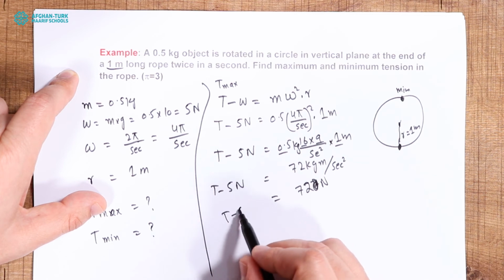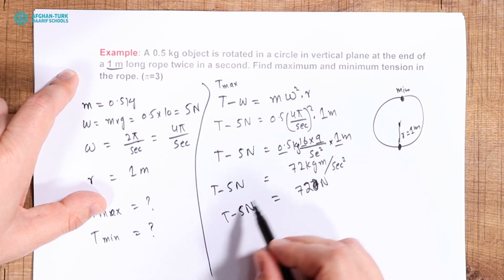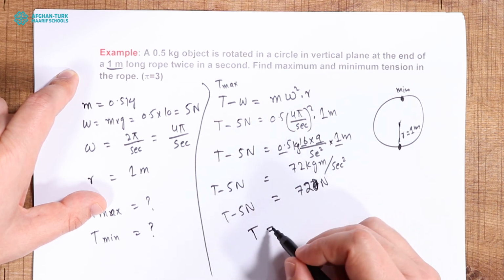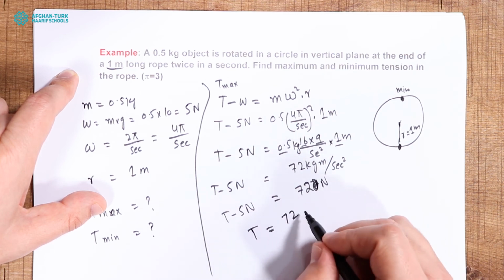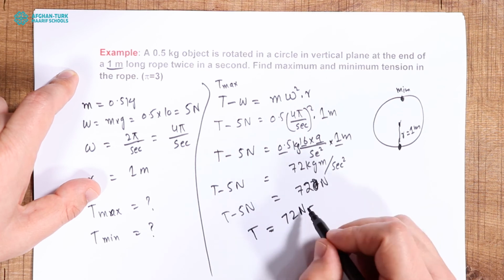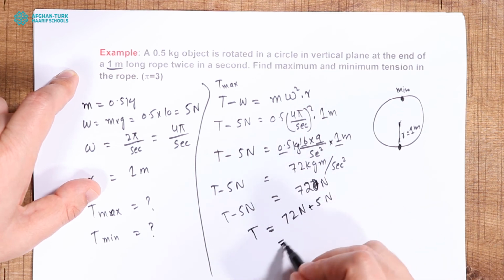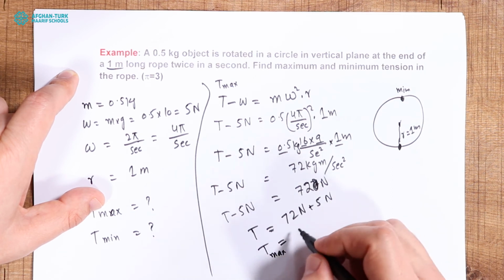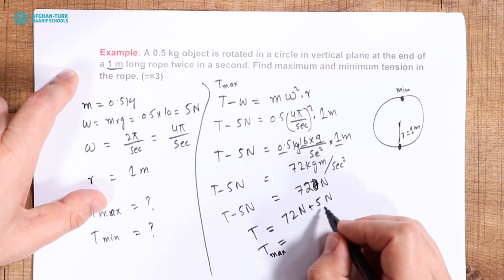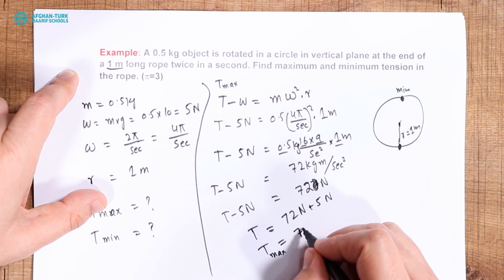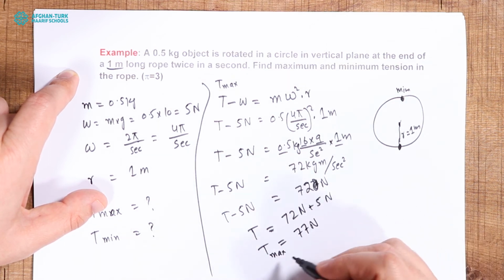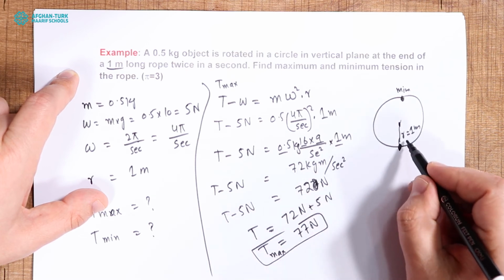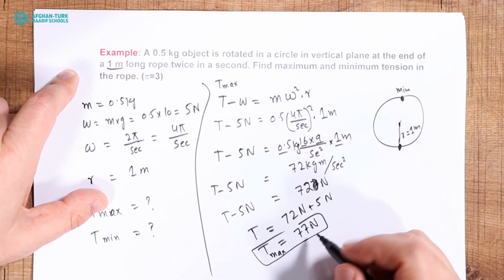And here T minus 5 Newton. If we shift the value here, T will be 72 Newton plus 5 Newton. So now T max will be equal to 72 plus 5, which is equal to 77 Newton. Okay, so this is the maximum tension.